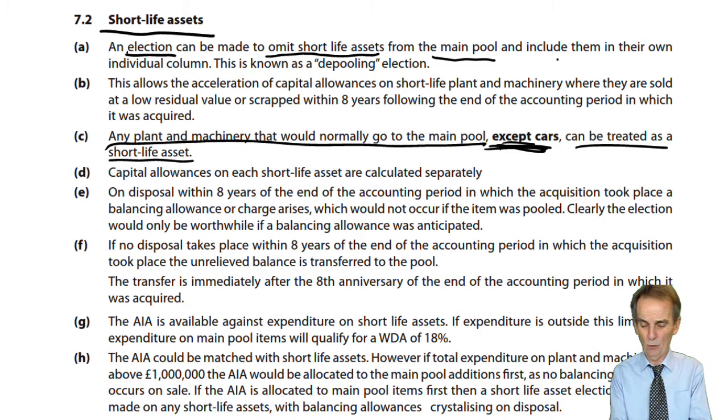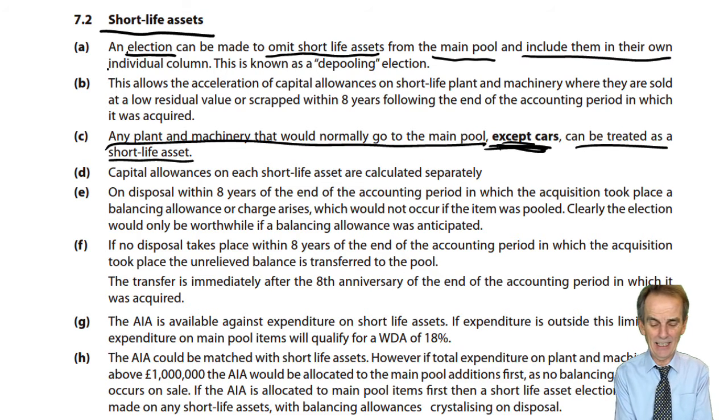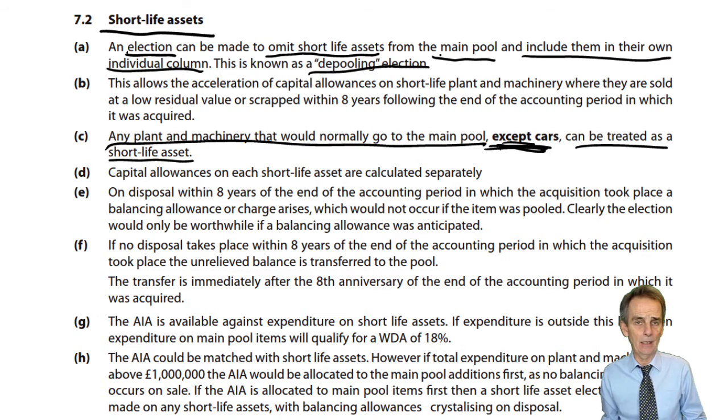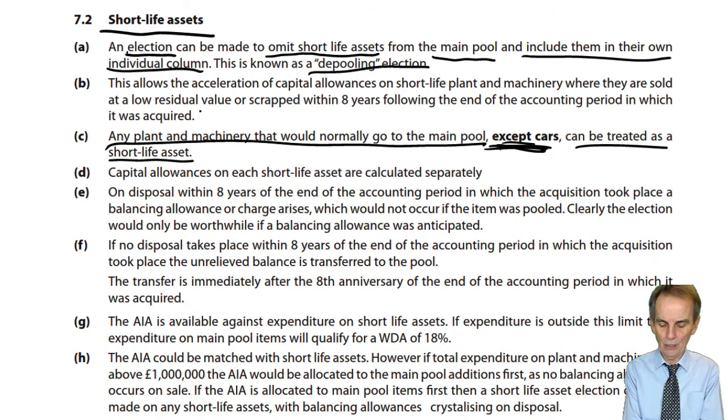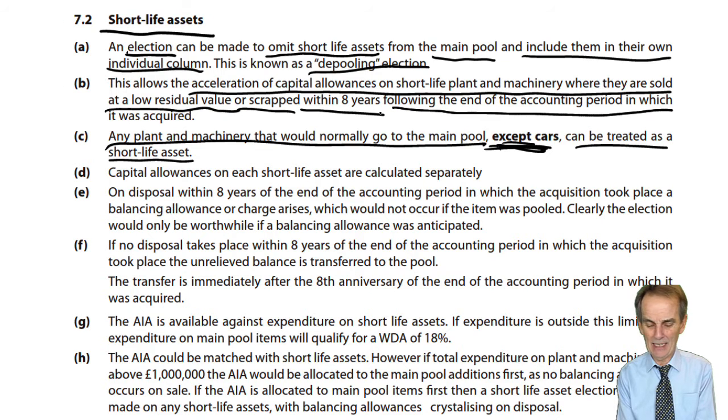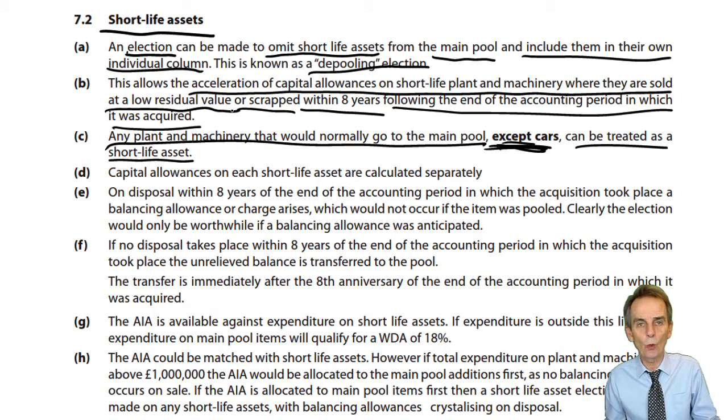There must be a reason, therefore, to include any such asset in its own individual column and make this depooling election. Now, the idea behind it, if it's going to be valuable to the taxpayer to do this, is it would allow the acceleration of capital allowances on short life plant and machinery where they are sold at a low residual value. And we mentioned, of course, what do we mean by short life? Well, there we go. If it was scrapped within 8 years following the end of the accounting period in which it was acquired. Indeed, as we'll see, what we'll get is an asset that is sold within that 8-year period. That is the term we mean by short life. It's not that short, is it?